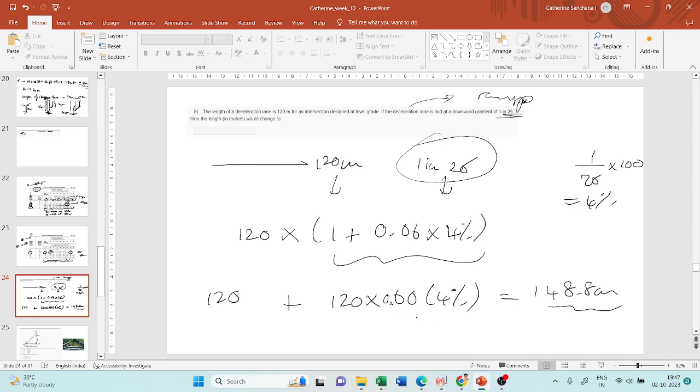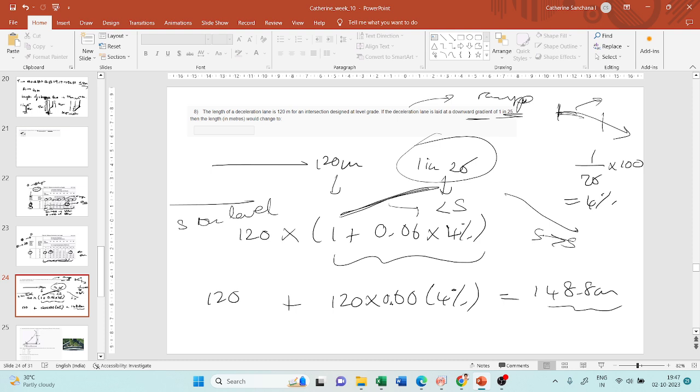which is interesting is, you know that if you have a down gradient, what will happen to the stopping sight distance? If you have a stopping sight distance of s on a level grade, if you go on an upward gradient, your stopping sight distance will be less than s, and if you go on a downward gradient, your stopping sight distance will be greater than s, right? If you see this problem here, the length has increased.